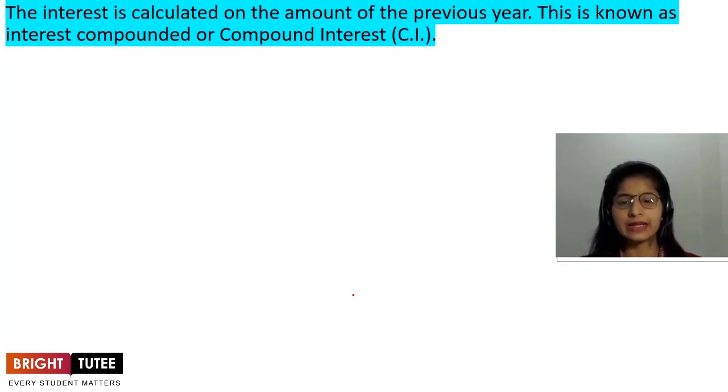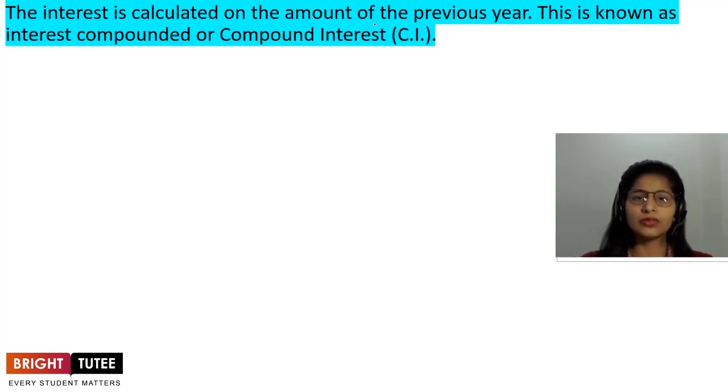See, I say that I have some money in the bank and the interest added on it every year is different. It is not the same. Right? Why is it not the same? Because it is calculated on the amount of the previous year. Read this, on the amount of previous year.